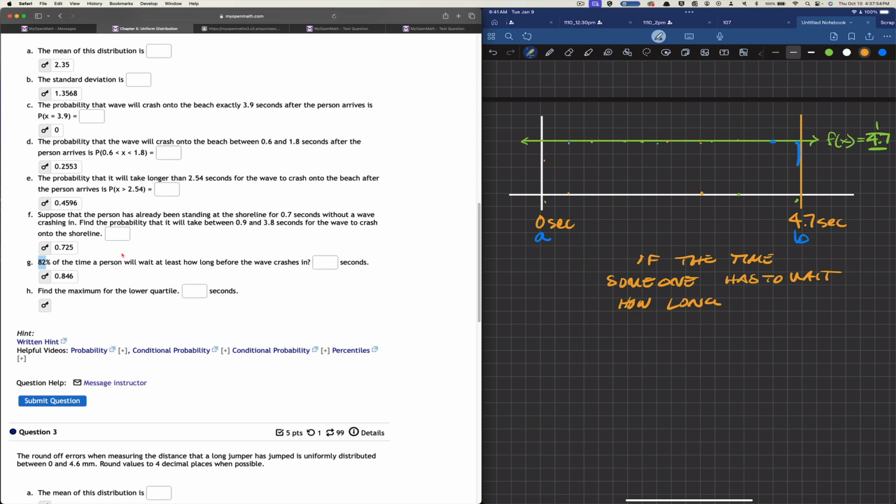Okay, so we're trying to sort out this question. It reads, 82% of the time, a person will wait at least how long before the wave crashes in? So they're standing there waiting, and 82% of the time, that means a large percentage of the occurrences will have to be waited for. How long will that be?